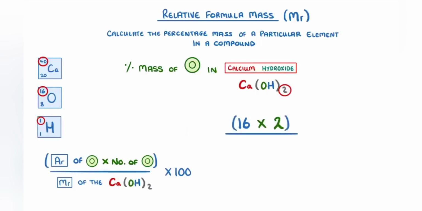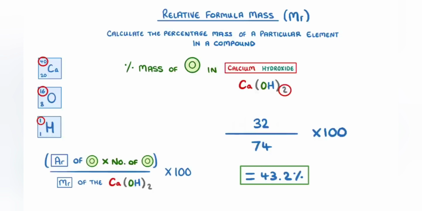Then to work out the MR, we do 40 for calcium, plus 2 times 16 for oxygen, and 2 times 1 for hydrogen. So if we simplify it, we get 32 divided by 74, which we times by 100 to give us 43.2%.